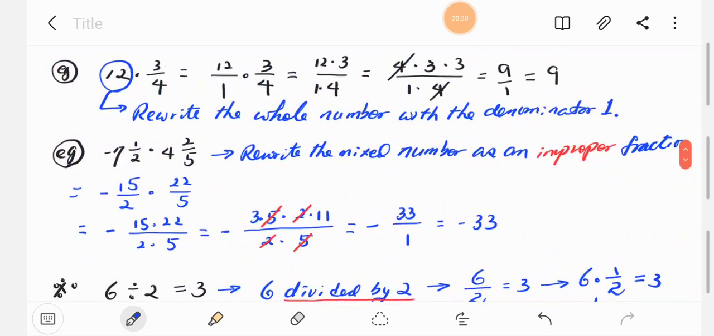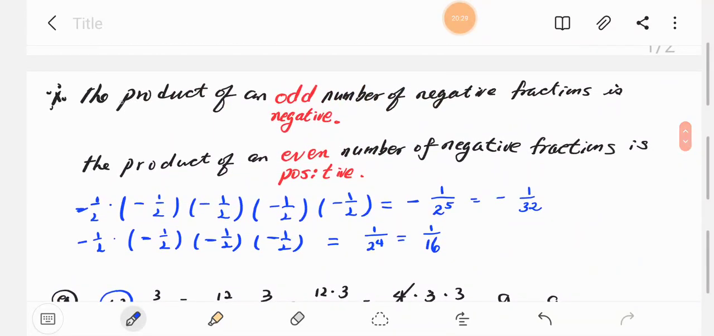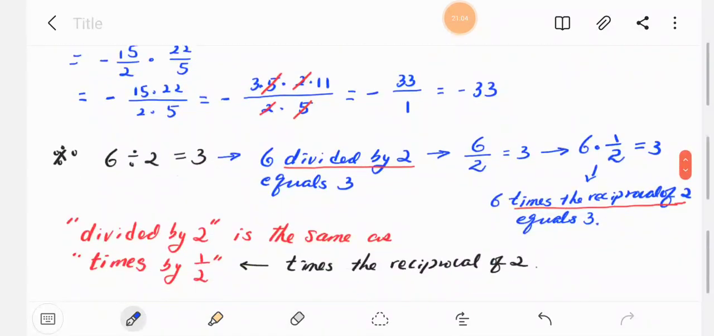All right, and then how about if you divide negative numbers? What happens? So let me go up. As we did here, the product means multiplication, right? So a quotient is a division. If you are dividing fractions with an odd number of negative fractions, then the result is negative. Same thing, the quotient of an even number of negative fractions is positive. Same as product.